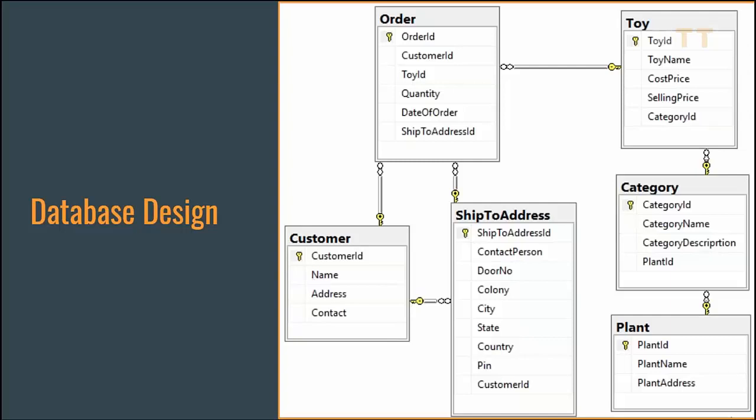I want to know who is the contact person for this order. Ship to address ID, I'll check. Ship to address ID. Okay, this is the contact person. From there, I'll map. Fine. Is this clear?